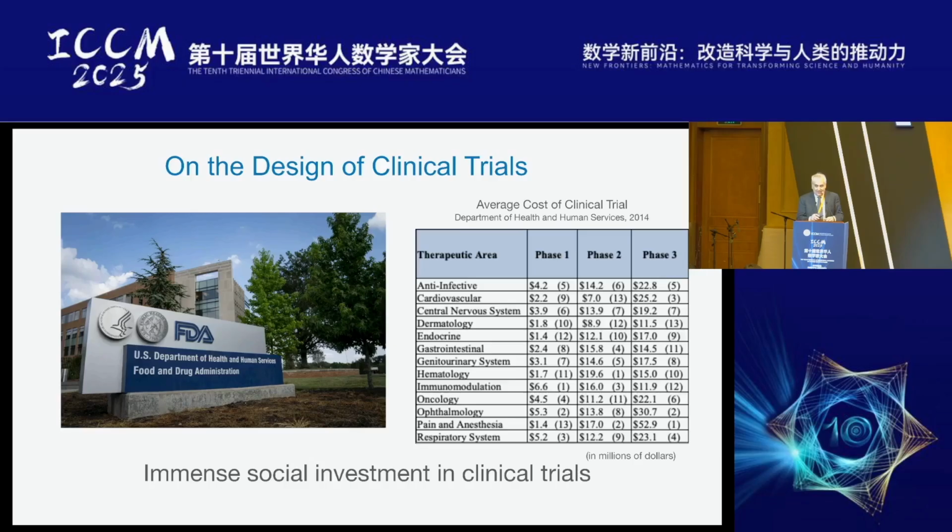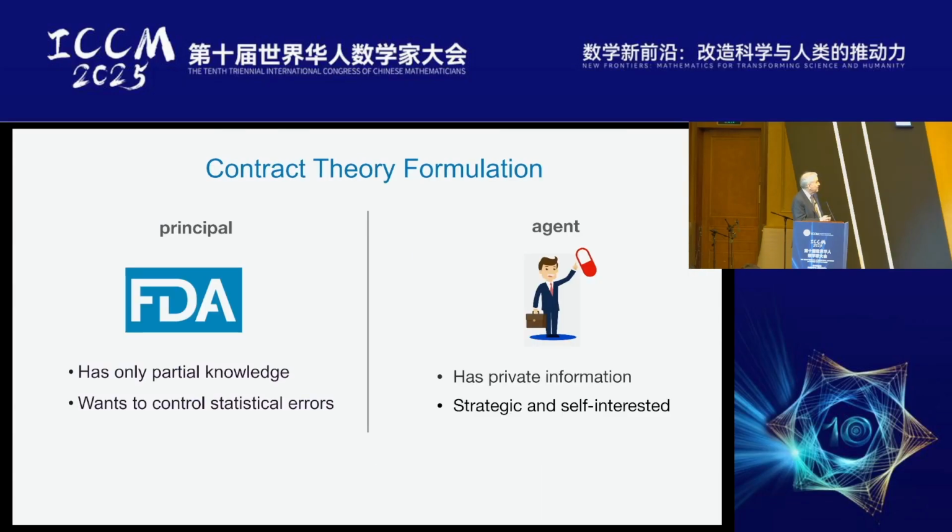But the system is not very good overall, and I want to talk about that. The reason is because it really is a principal-agent problem. The principal is the regulator, like the FDA, and the agents are like the companies that are proposing new drugs. Okay? Now, the agent, the company, knows more than the principal.